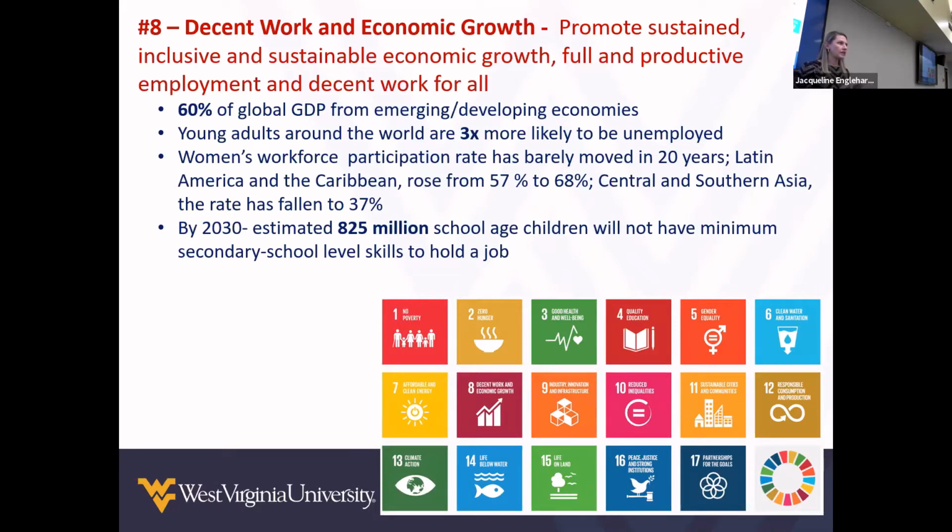And a couple of things to kind of keep in mind. While the U.S. education system is pretty sophisticated, and many other developed countries also have sophisticated education systems, learning and work are evolving. And what we know from both developed countries and developing, that more than 825 million school-age children will not have the minimum secondary school skills to hold a job by 2030. And that's almost half. So there's like 1.9 billion, I believe, youth who will be of working age by 2030.